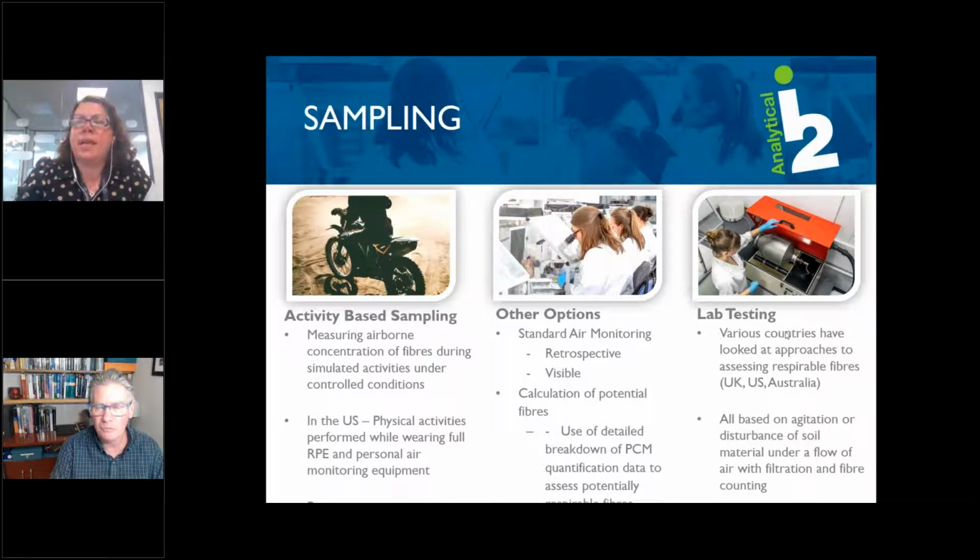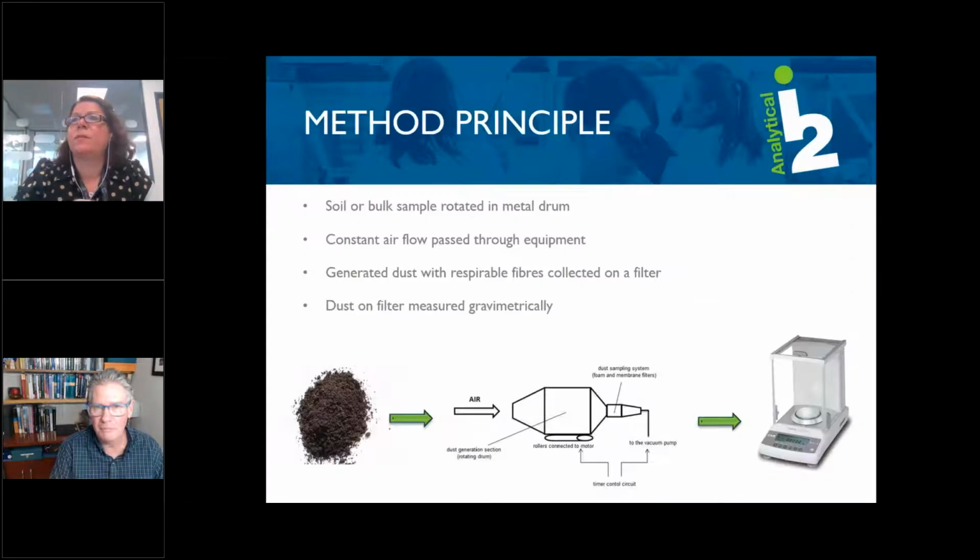You can look at standard air monitoring, but that's all retrospective and it's highly visible. You can also calculate things theoretically, which is what I said. But what we do is lab testing. The method principle is a soil or bulk sample is rotated in a metal drum, constant air is passed through the equipment, and the dust generated is collected along with respirable fibres on a filter.